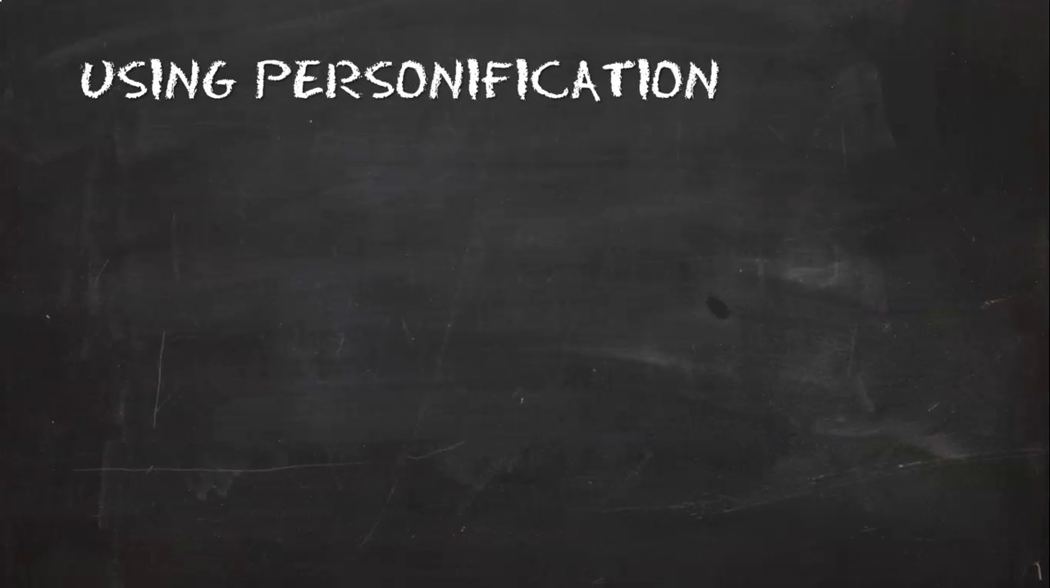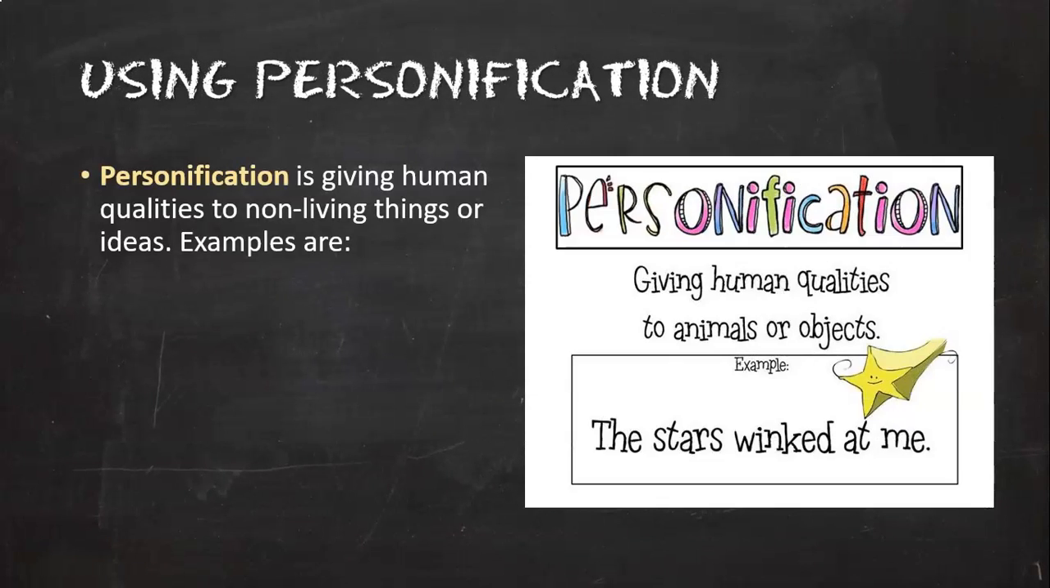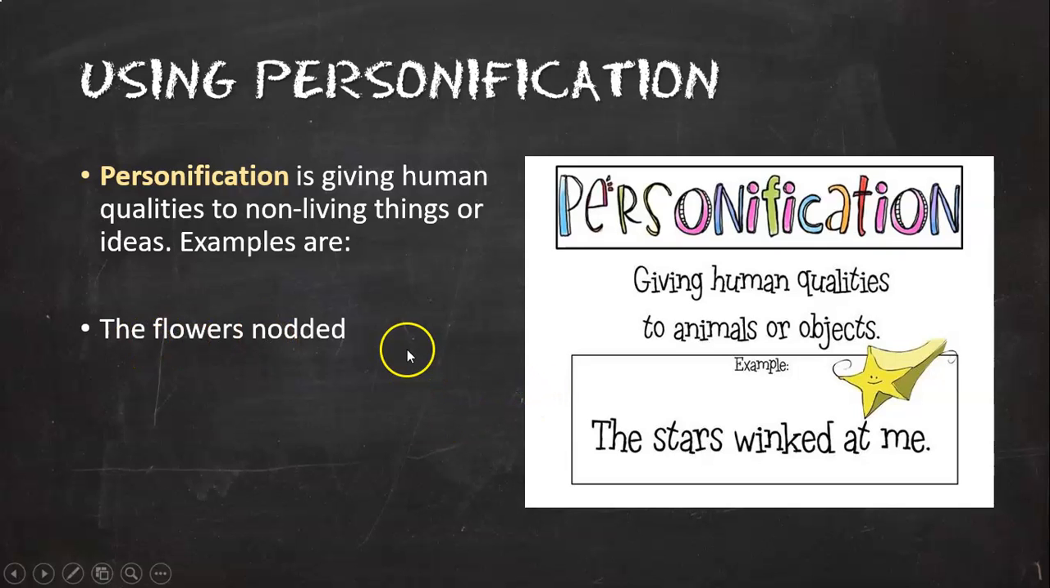All right, using personification. Personification is giving human qualities to non-living things or ideas. All right, so the star winked at me. Now, do stars really wink like I just winked at this screen with my eye? No, they can't. How about this? The flowers nodded. Now, flowers don't really nod. They're just blown by wind.